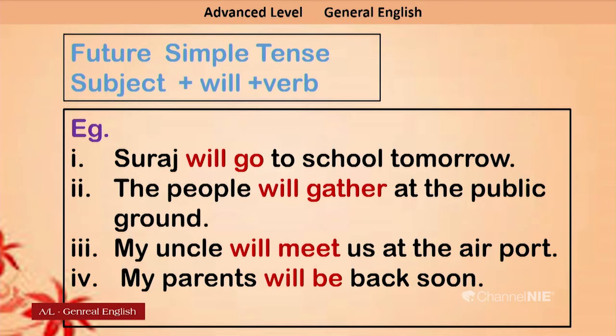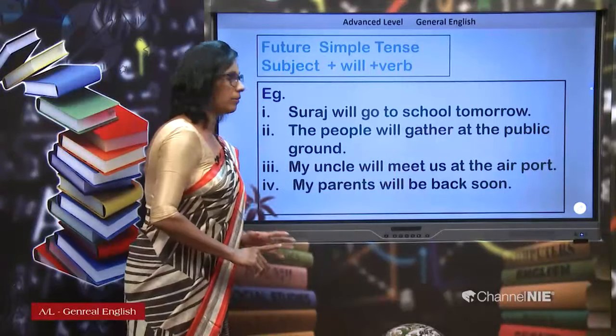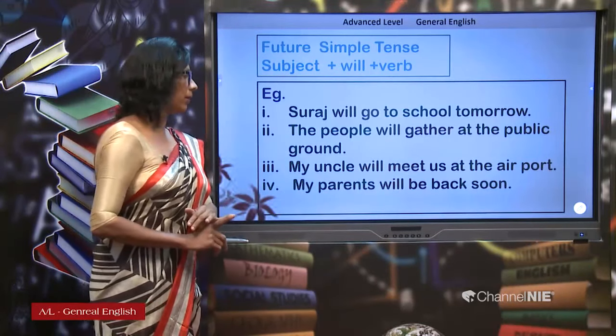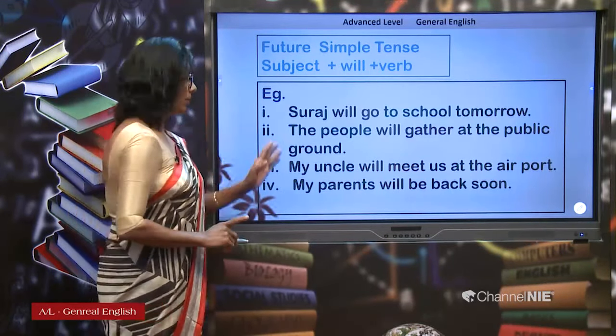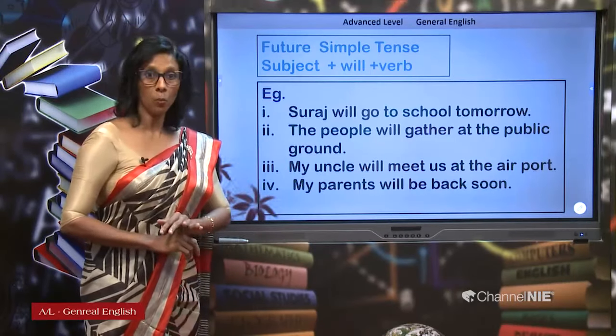Then the third example, my uncle will meet us at the airport. There are the verbs will and meet. The next one, my parents will be back soon. There, what is the verb? My parents will be back. There, the root be is there as the verb after modal will.